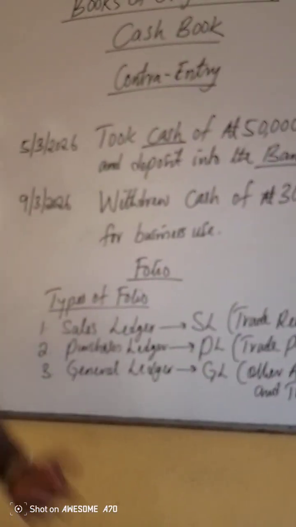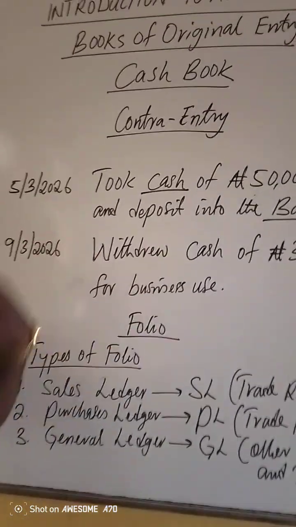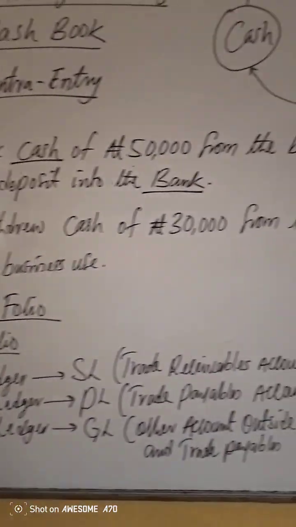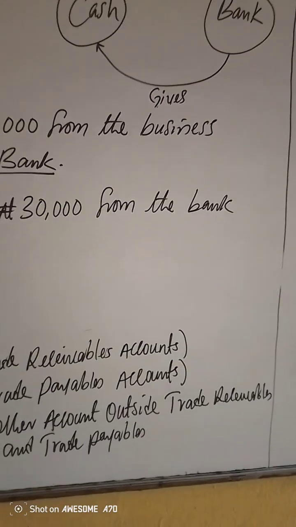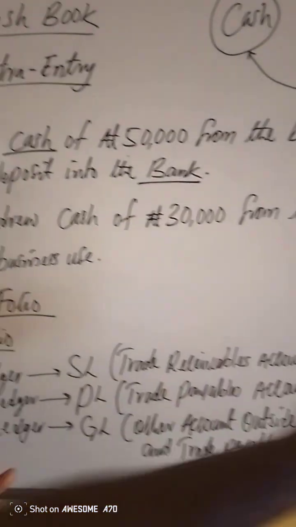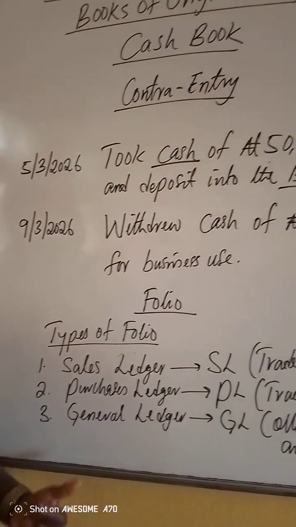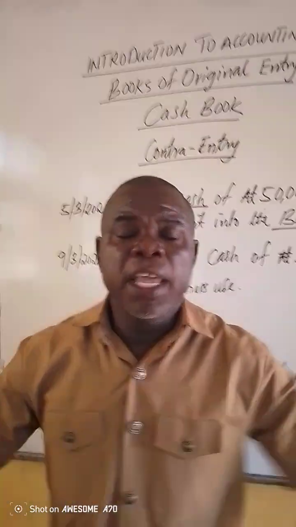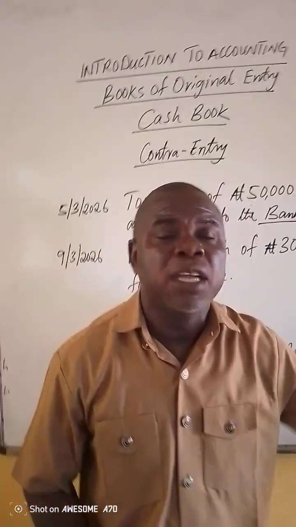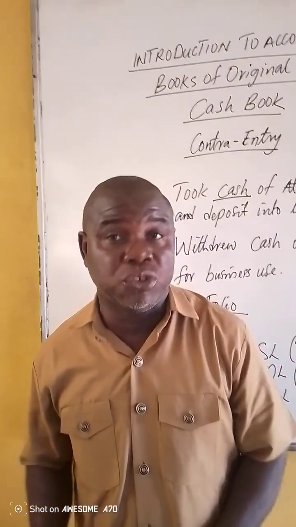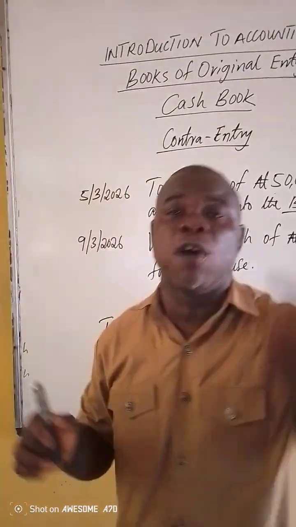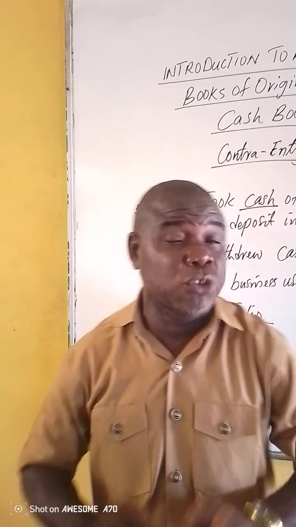That's the first one. Now the second one. Here we now say we drew cash of 30,000 from the bank for business use. Here we are saying that we also identify the giver and the receiver. Here it is not cash that is giving, rather bank is giving, because the business is withdrawing money from the bank for business use. I want to emphasize, if money is taken from the bank for business use, it's a contra entry. Here the purpose of taking cash from the bank is not mentioned.